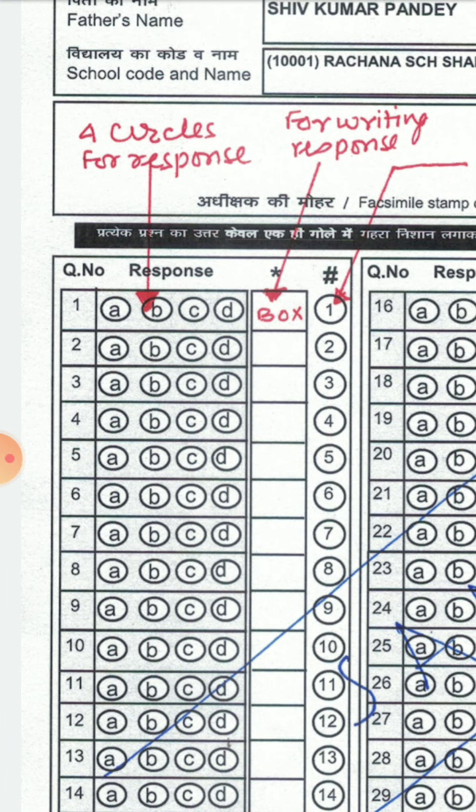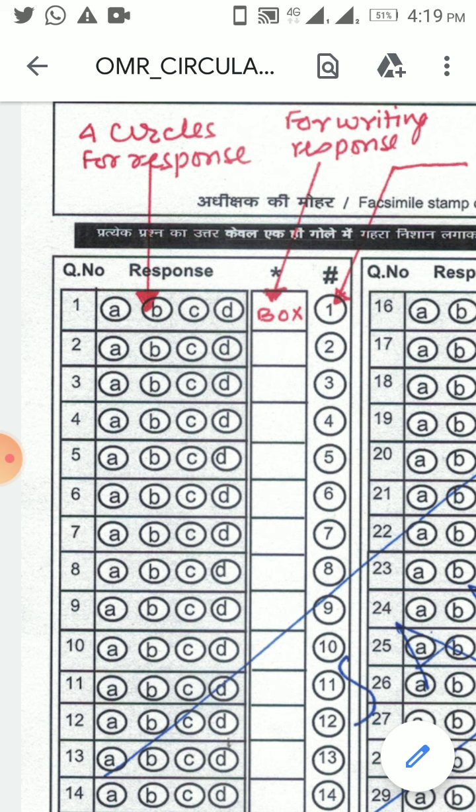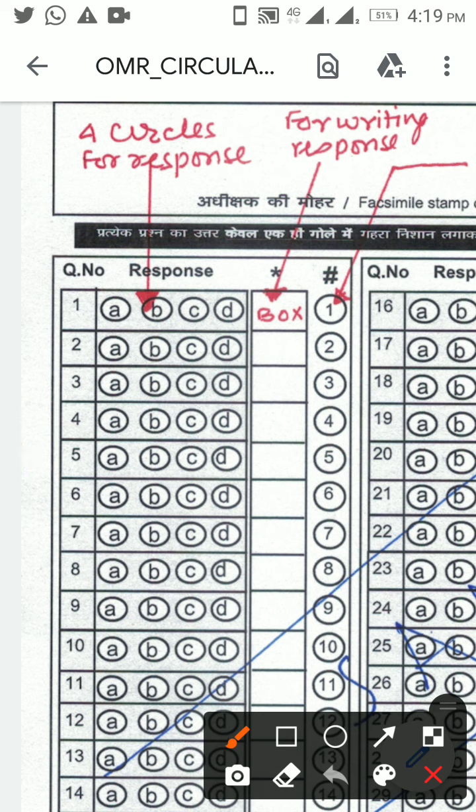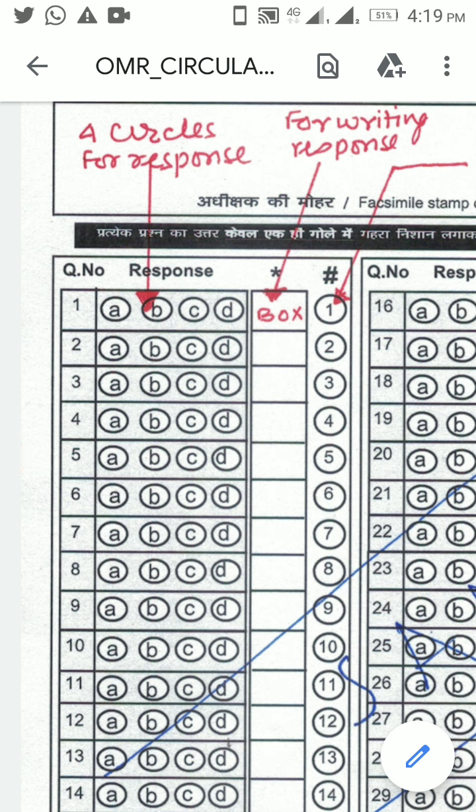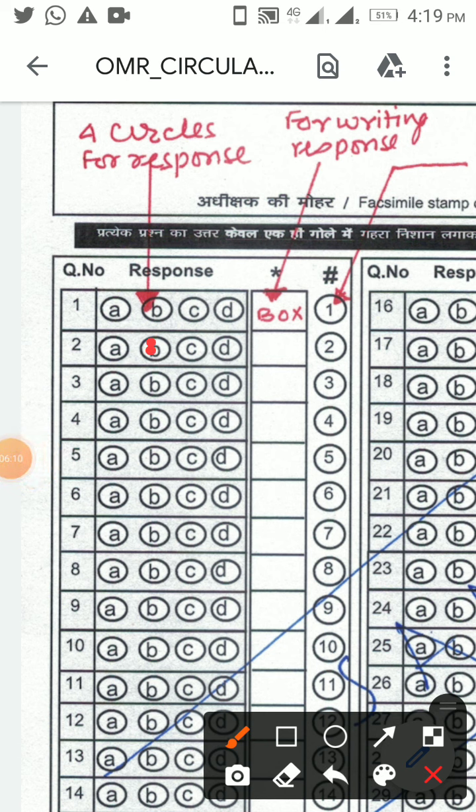And one more thing. If you are not shading anything in the circle, for example the first question, but you are answering in the box, this will be considered and evaluated. But if you have shaded something here, for example in the second question I shaded B, but I have written nothing in this box, then it will not be evaluated. So the final answer will be considered from this box only.